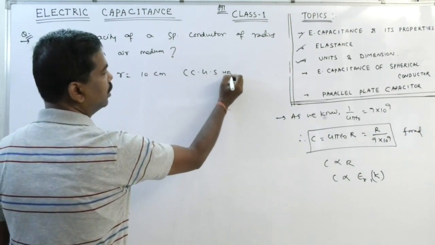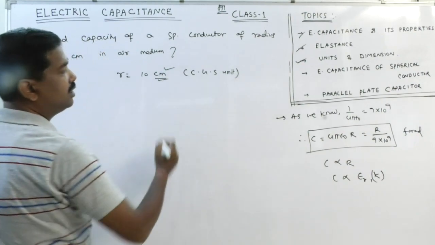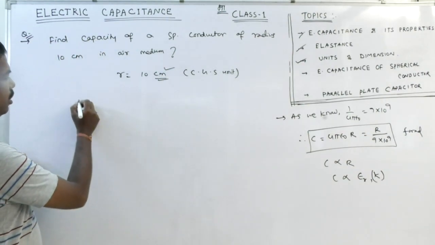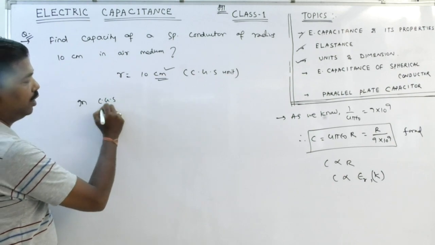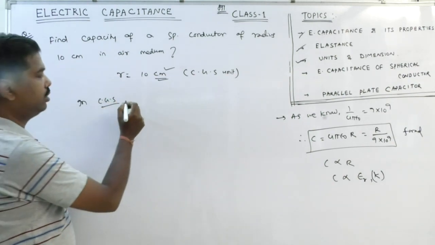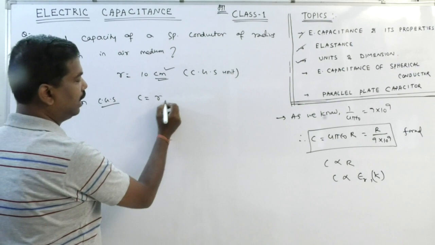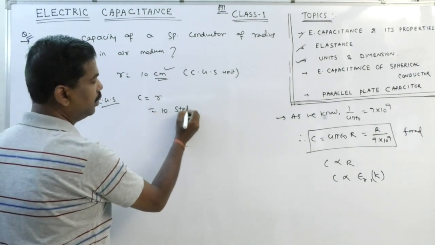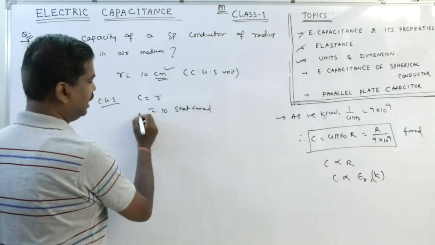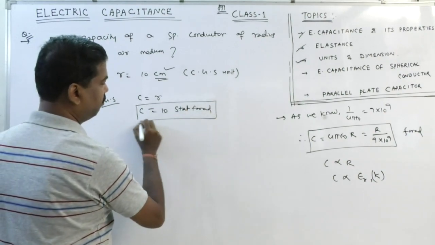That is the same in CGS, spherical. Therefore, in the CGS system, how much? C is equal to R, that is 10 statfarad. That is the answer.